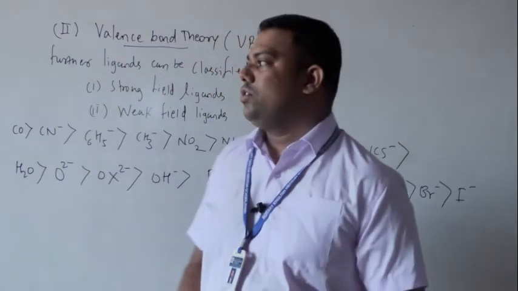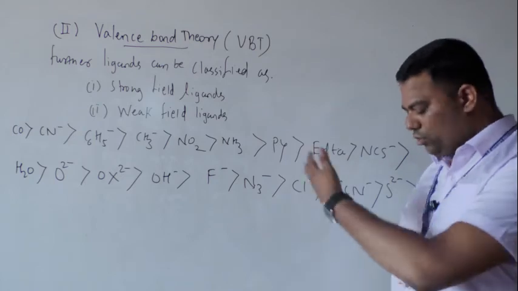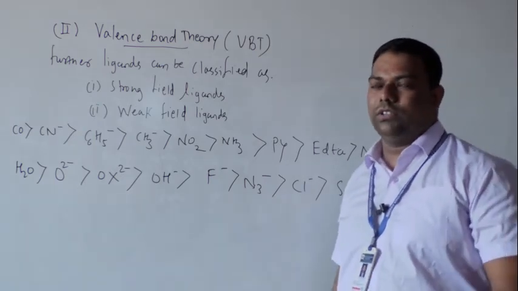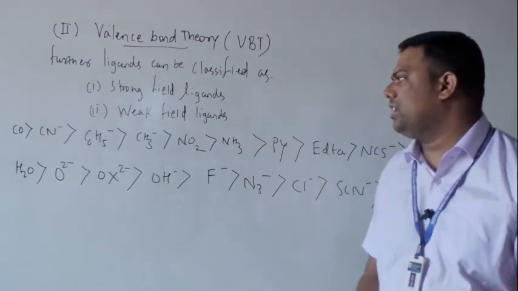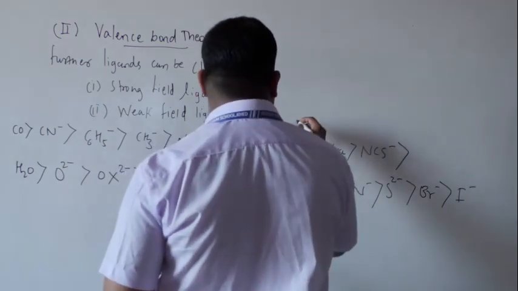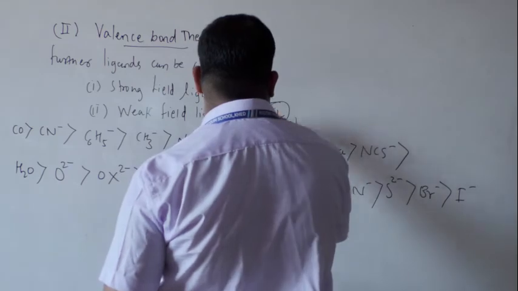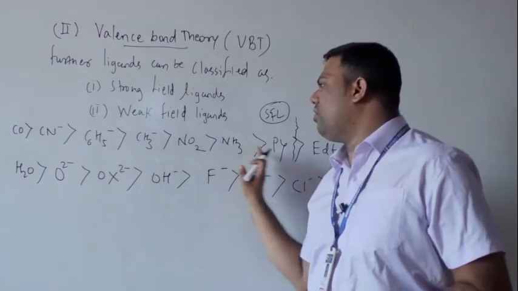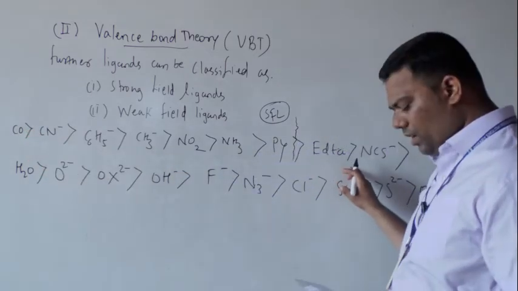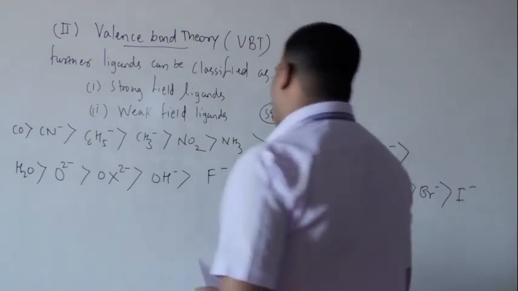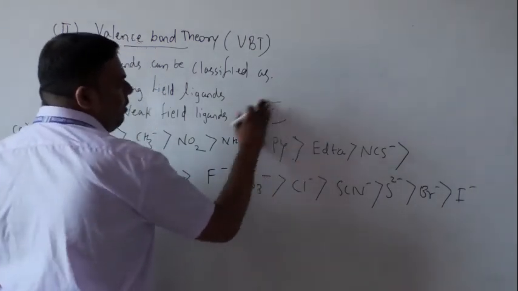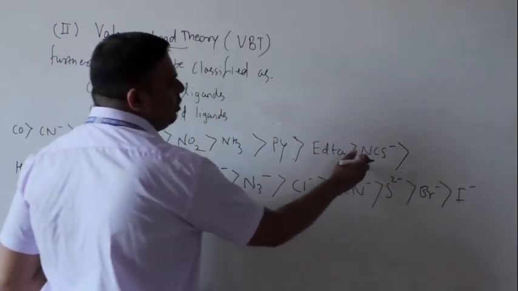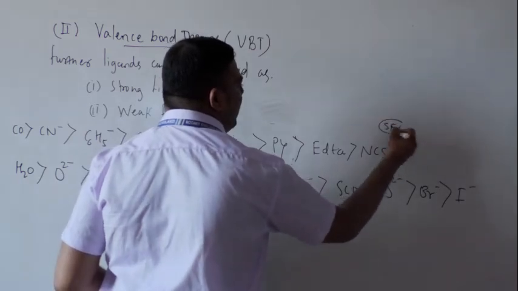So this is the order from strong field ligands to weak field ligands, and it is the increasing order of these complexes, which we can also call the spectrochemical series. Up to pyridine, these are strong field ligands. Up to NCS, isothiocyanate, these are generally strong field ligands.